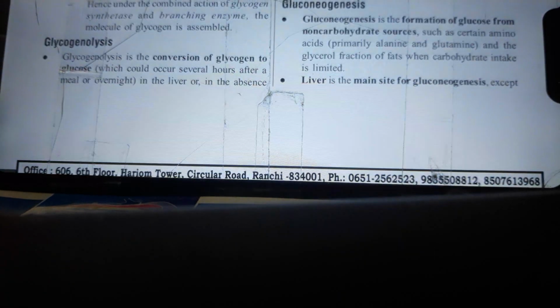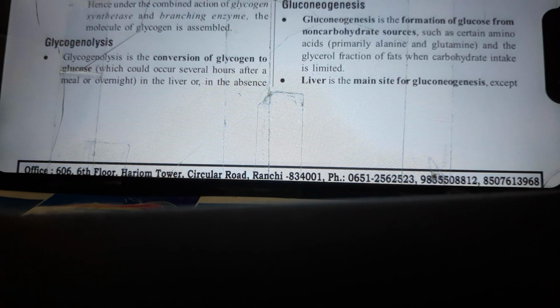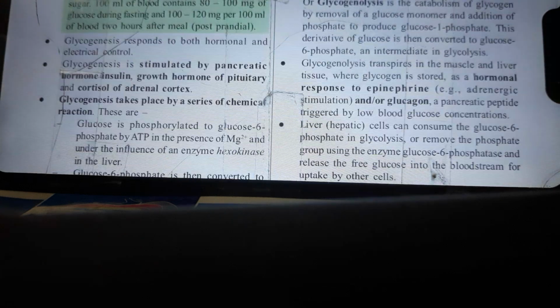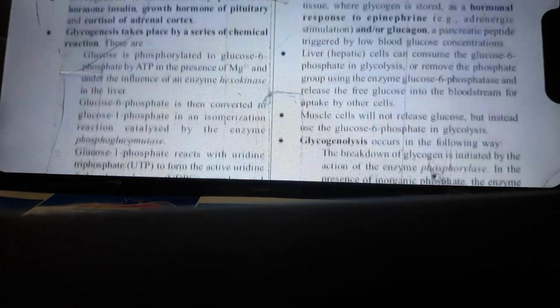Glycogenolysis. Glycogenolysis is the conversion of glycogen to glucose, which could occur several hours after a meal or overnight in the liver, or in the muscle in the absence of glucose 6-phosphatase, to lactate. Or, glycogenolysis is the catabolism of glycogen by removal of a glucose monomer and addition of phosphate to produce glucose 1-phosphate. This derivative of glucose is then converted to glucose 6-phosphate, an intermediate in glycolysis.